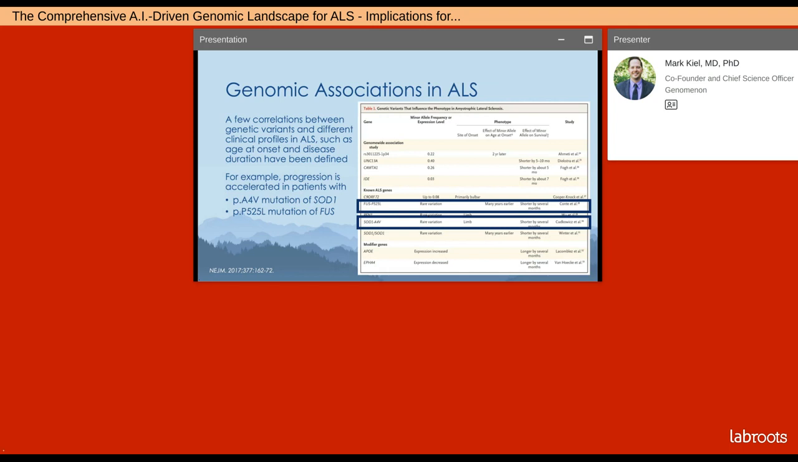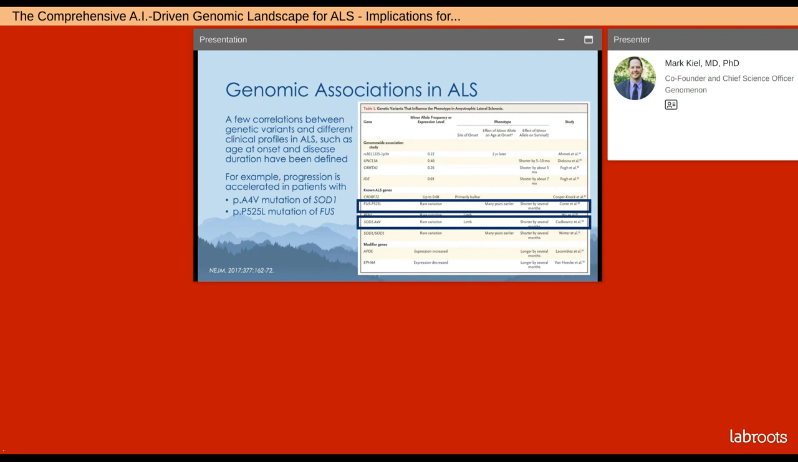There have been a number of genomic associations associated with ALS in the literature before. However, they have been small in number, and the evidence supporting those associations has been meager. Nevertheless, the data that has been presented does suggest that there may be genomic associations with ALS, as I'm highlighting in this table from a recent New England Journal of Medicine review. Specifically, I'm drawing your attention to 2 such purported genomic associations, each from a single study.